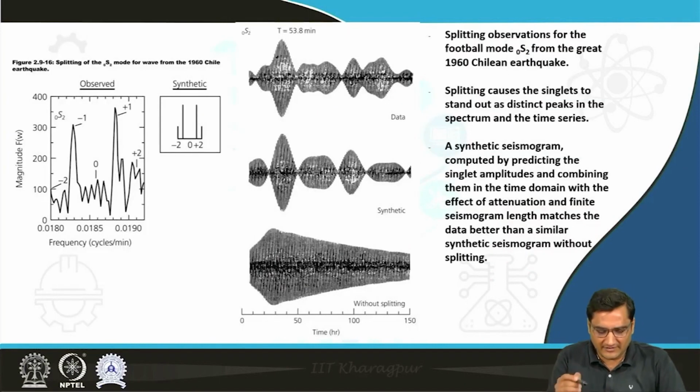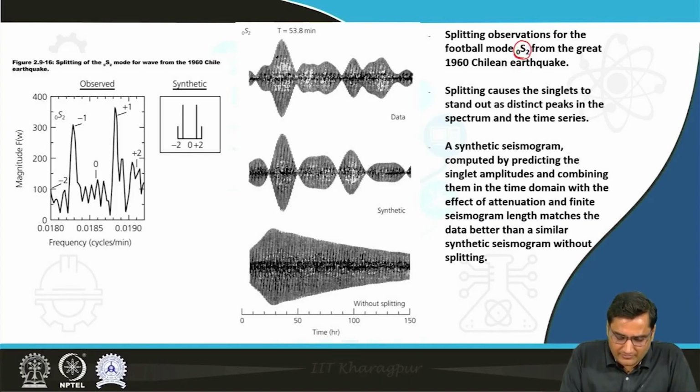Now look at this particular figure here, which is also taken from the Stein and Wysession book, and this is for the mode 0S2, which is calculated from the great 1960 Chilean earthquake. And this phenomenon shows in the observed seismogram the case of splitting for 0S2. So you can see the mode has been split out here.